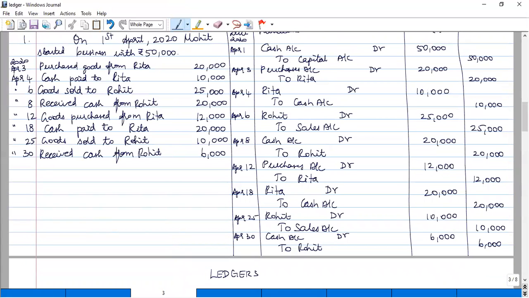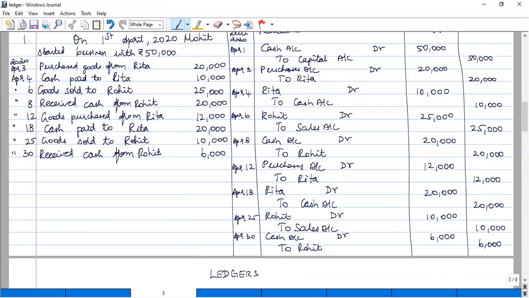On April 8th, we have received cash from Rohit. So cash account is debited and Rohit's account is credited because the debtor has decreased. One asset has increased, one asset has decreased. Rohit's account is decreased and cash has increased. Okay, so cash account, asset increase, is debited and Rohit debtor account, asset decrease, is credited.